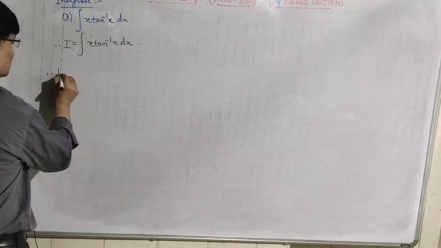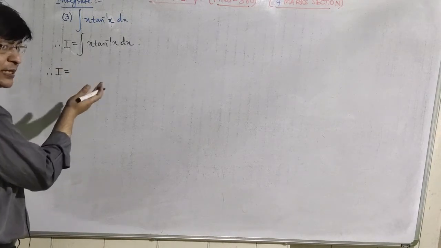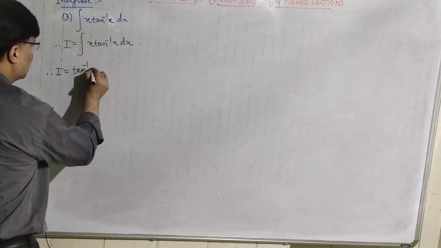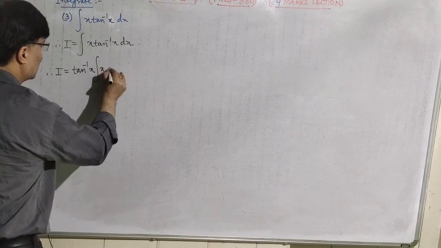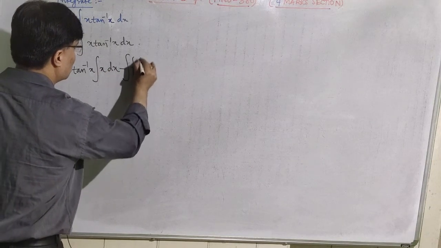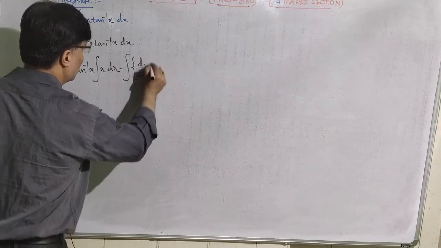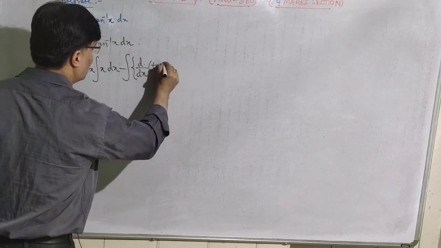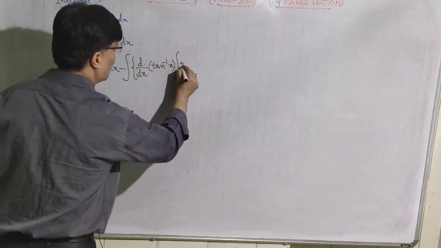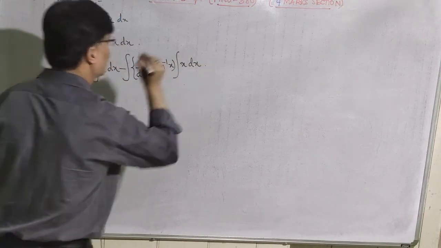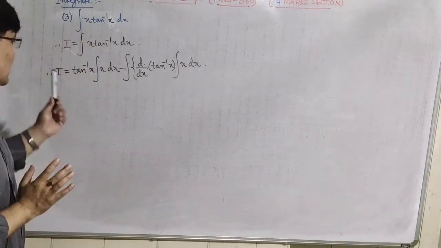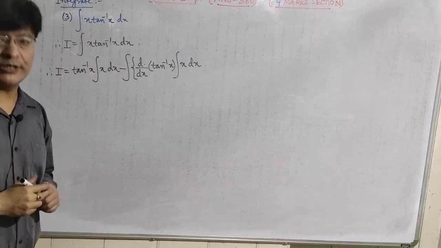So therefore, which is the first function here? Tan inverse x, it comes outside the integral sign. That is tan inverse x integral x dx minus integration of the second bracket, dy/dx of tan inverse x, integration of x dx. Understood now? So integration by parts is done out here.